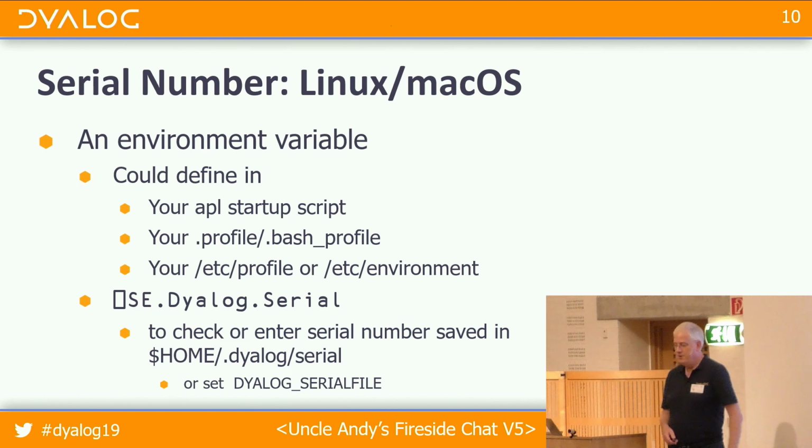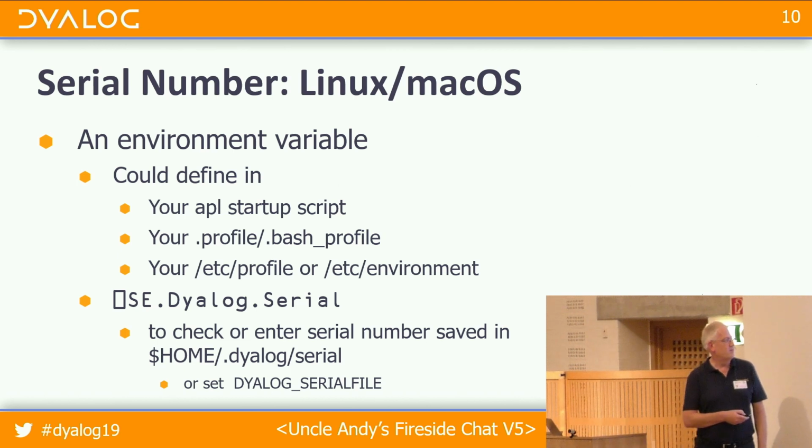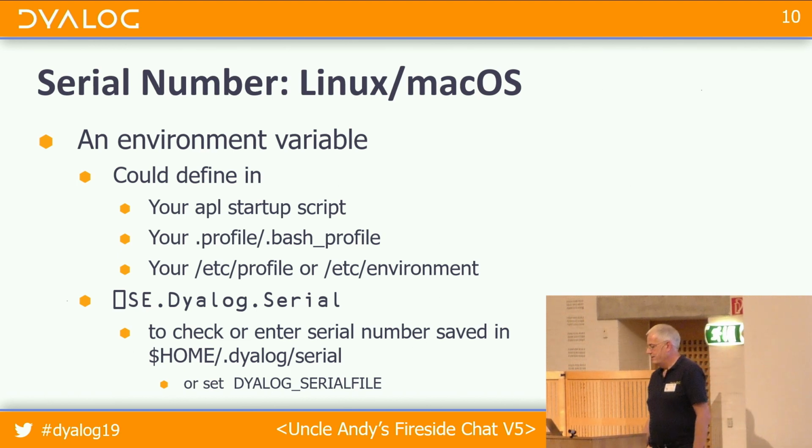Or, of course, you can use the masterpiece of a function written by Adam, QuadSE.Dyalog.Serial, which we'll explain later. Or, once you've run Dyalog APL once, you'll find we have created a directory called $HOME/.dyalog, and basically you type echo serial number greater than serial, so you don't have to use the masterpiece of APL programming.